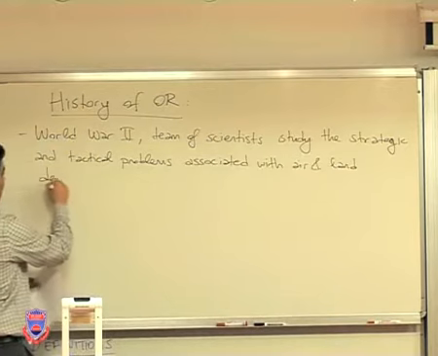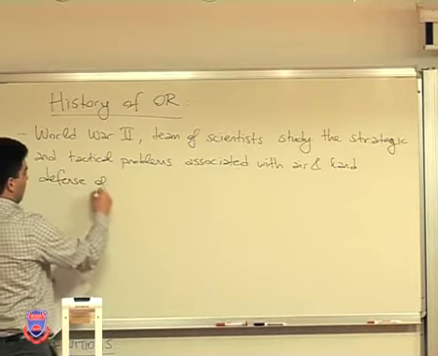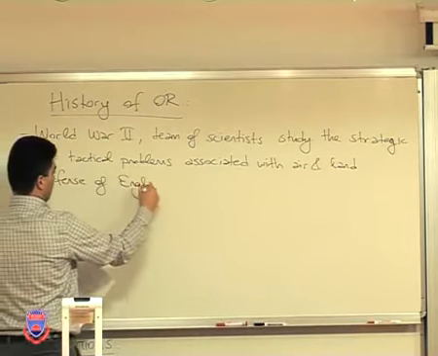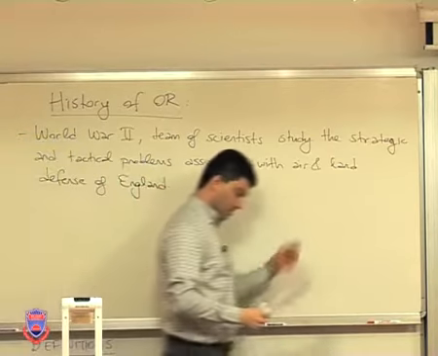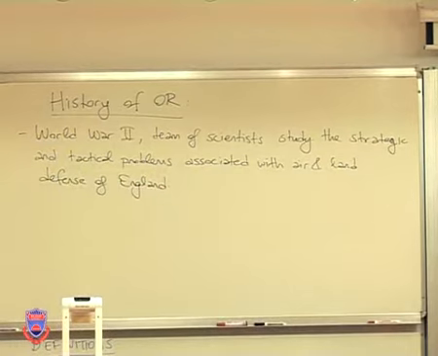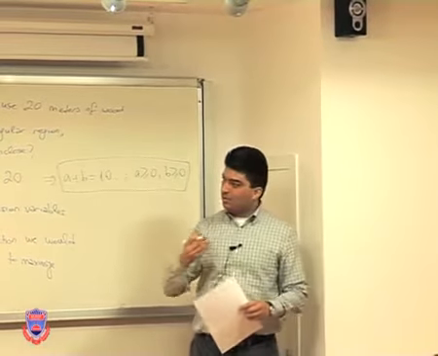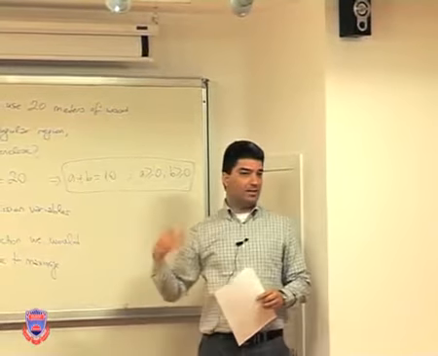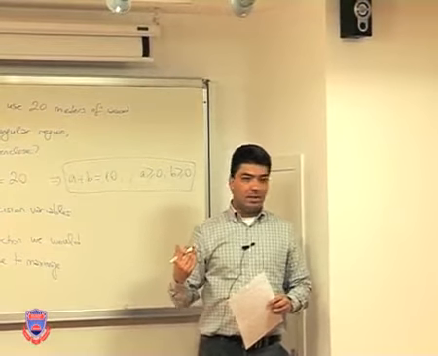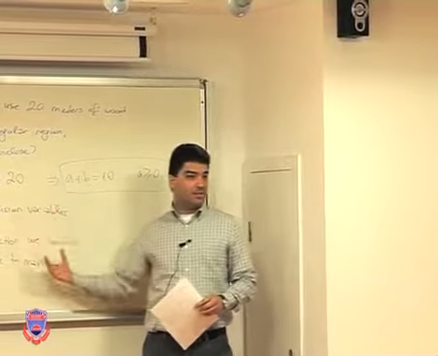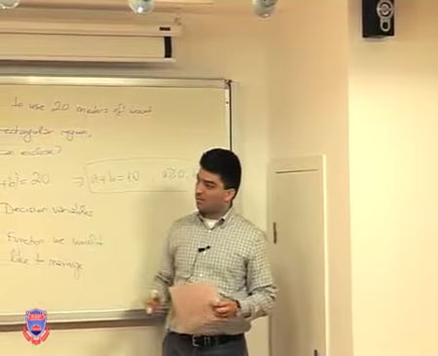Air and land defense of England. So they start actually with these problems, which of course at the time was one of the most important problems. And then they started to get some encouraging results. So they took these problems, and just like we did, they actually modeled it as an optimization problem. And then they tried to solve these resulting models, the models that arise from these problems.